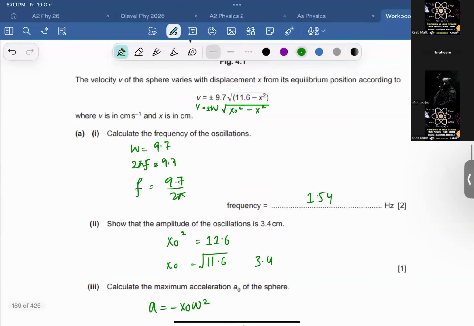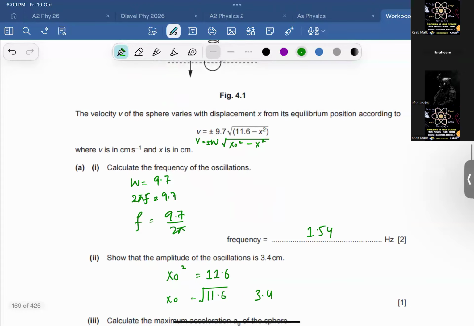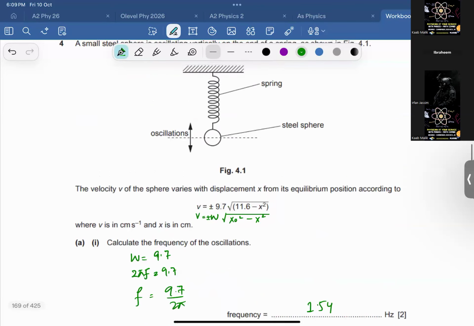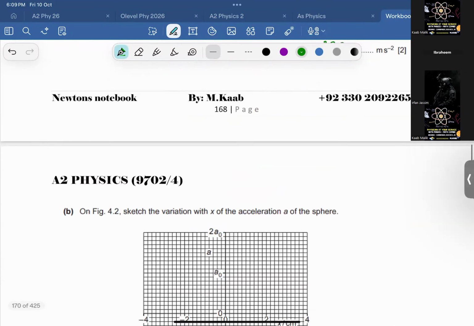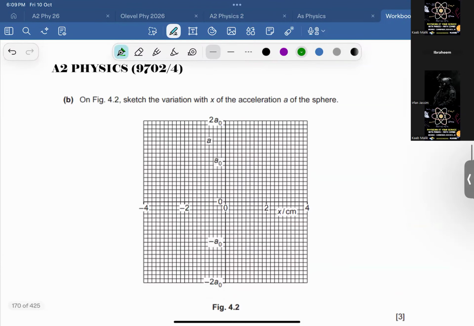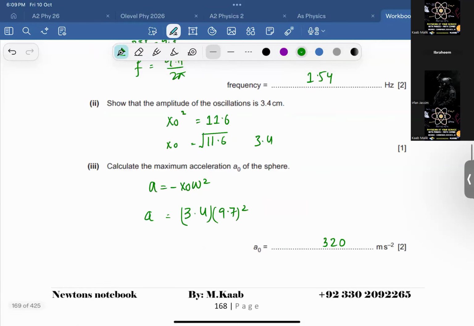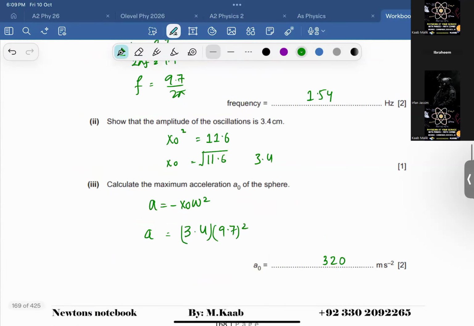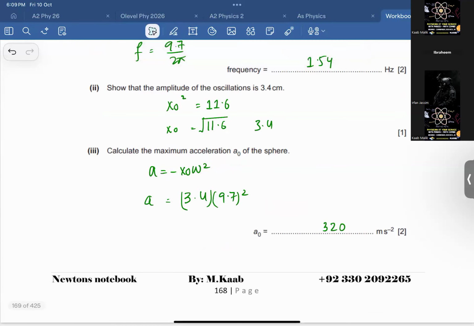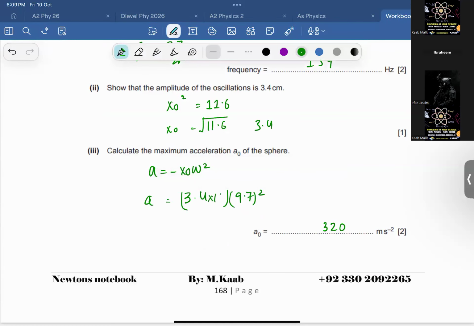Wait, are you guys sure? Didn't we convert the centimeter to meter? Sorry. So you have to do the conversion, exponent negative 2. So it would just be 3.2.